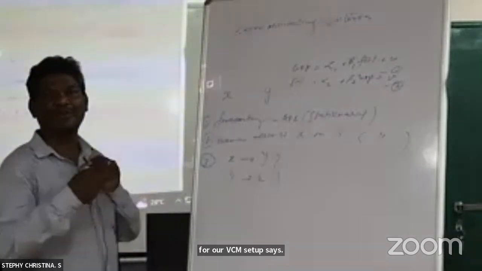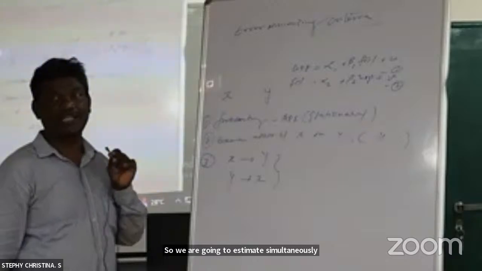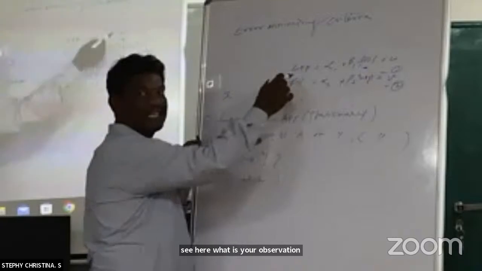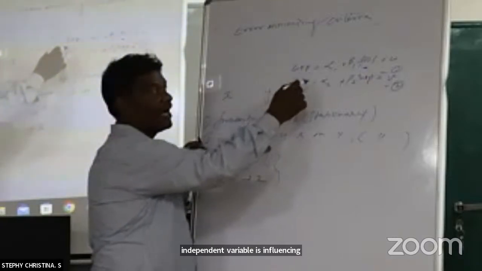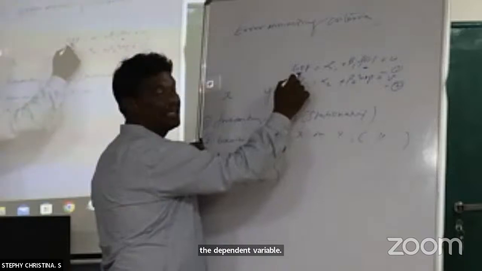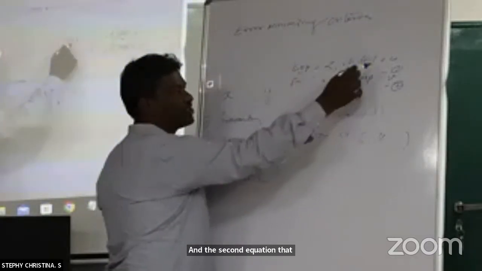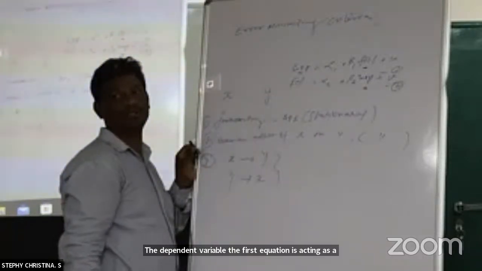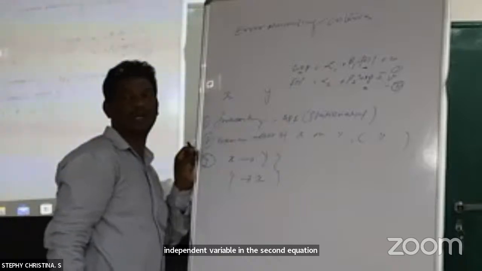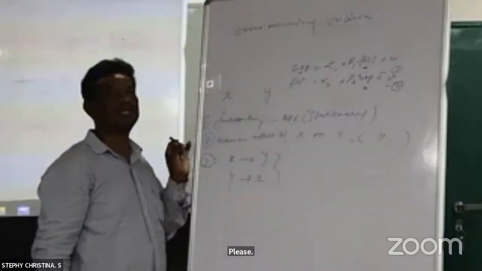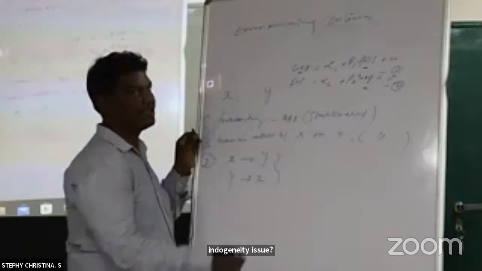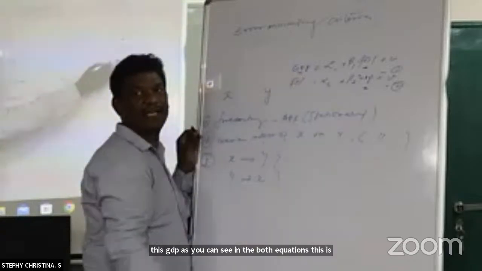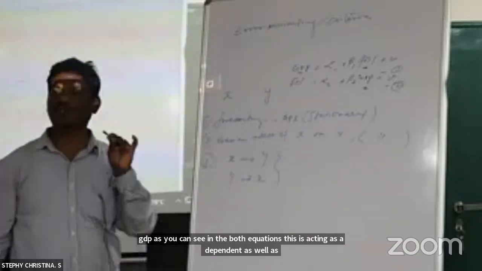Otherwise, if you go with the estimation of one equation, see here, what is your observation? The independent variable is influencing the dependent variable. And in the second equation, the dependent variable of the first equation is acting as an independent variable. So there is a problem called endogeneity. What is the endogeneity issue? This is an endogenous variable. Why? This GDP, you can see in both equations, is acting as a dependent as well as an independent variable. The endogenous variable, not an exogenous variable.